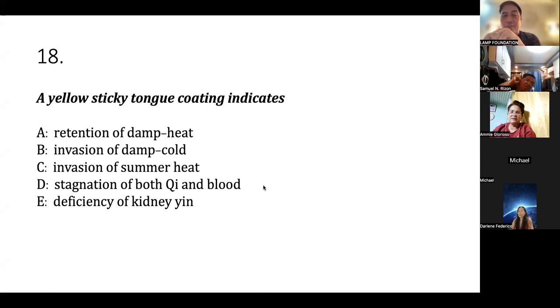Okay, alam nyo na ha, damp heat, yellow sticky coating. Yellow sticky. Keyword is sticky pag damp.